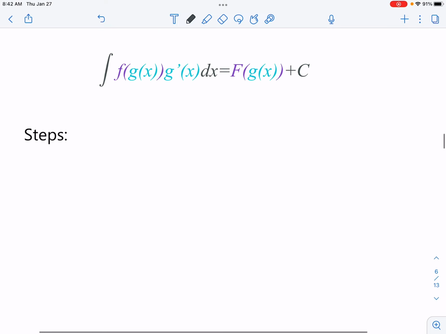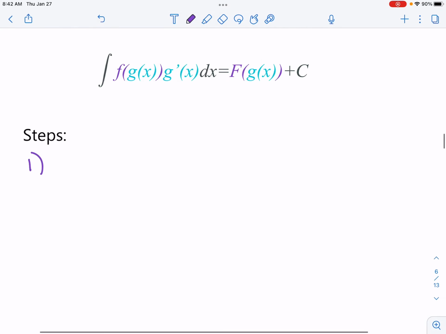All right, so let's take a look at this format once more. Go ahead and write this format down. If you're a color coder, go ahead and color code with me. So we're going to be anti-deriving composition functions, but these composition functions, remember, have to take a very special form, right? They have to have that g prime of x in there so that we're able to reverse chain rule. Okay, so our steps are going to be really similar to what we were doing earlier.